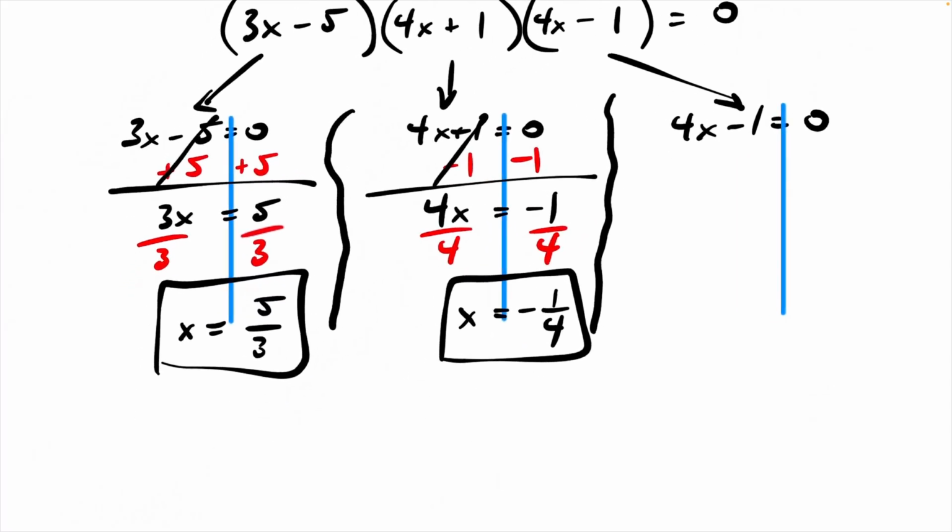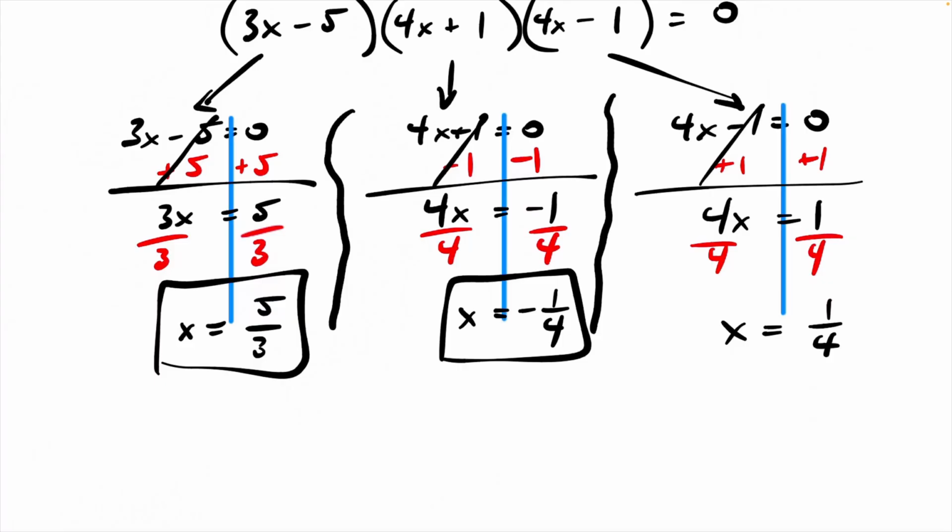Last guy. Add 1. Divide by 4. Same answer, just positive version. Positive 1/4. Don't change them to decimals, just leave them like that. Okay, all right, we got one more and then we'll be done.